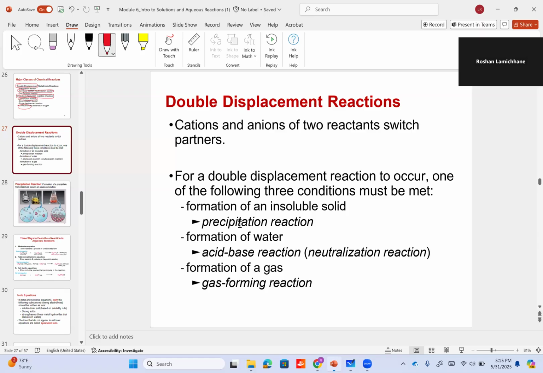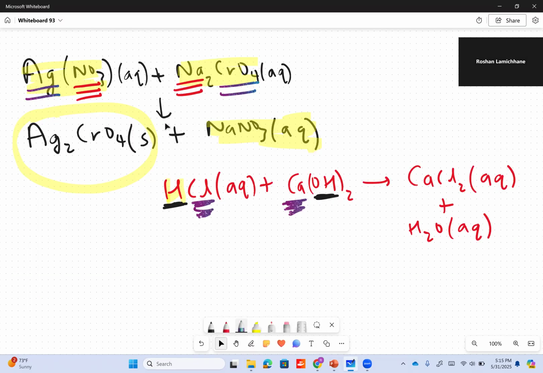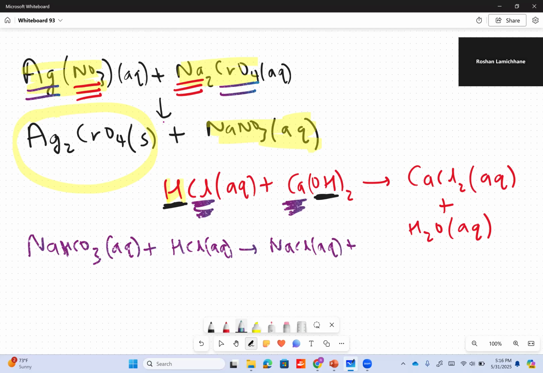The last type of double displacement reaction is called formation of a gas. Let me write down an example of that. The formation of a gas looks something like this. If I have sodium bicarbonate salt and it reacts with HCl, which is my acid, I end up with sodium chloride plus H2CO3.